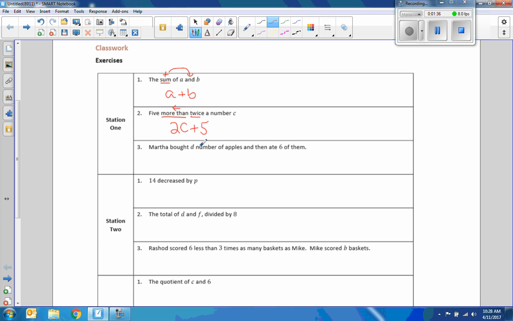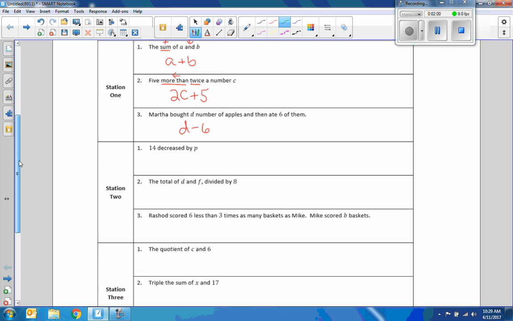Okay, Martha bought D number of apples, and then ate 6 of them. So she bought a certain number of apples, D. If there were 10, then it would be 10. Eating 6 of them would decrease that value by 6. So if D was 10, 10 minus 6 is 4. If she bought 7 apples, 7 minus 6, she'd have 1 left. So okay, there's station 1 solutions.